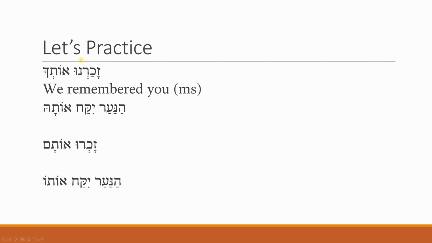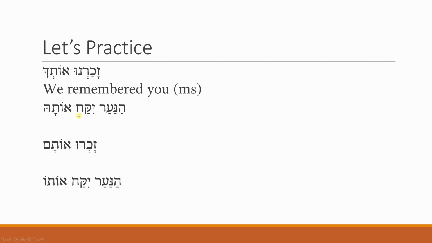First common plural, right? From zachar, which has to do with remembering, and the nu at the end tells you that it is we. Now, what are we doing here with otcha? Otcha is the direct object indicator et plus the second masculine singular pronoun. We remembered you, masculine singular object, right? So the object is the you, the verb is zacharnu.